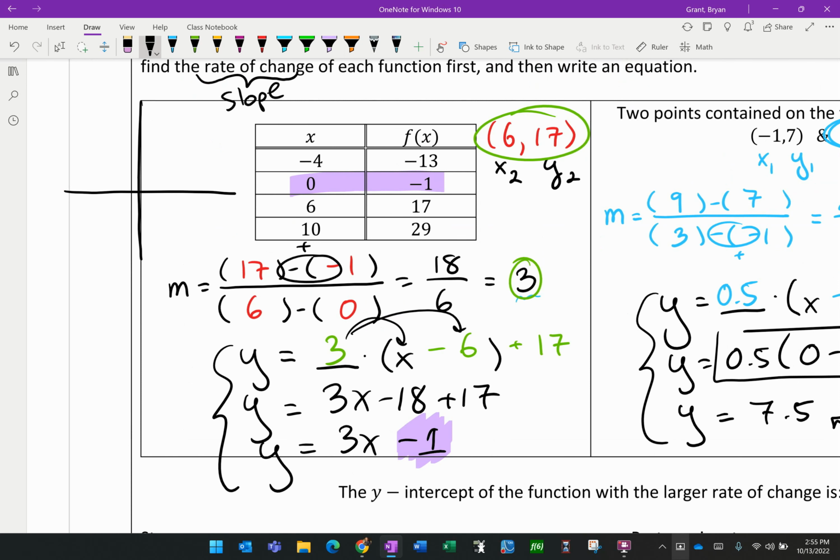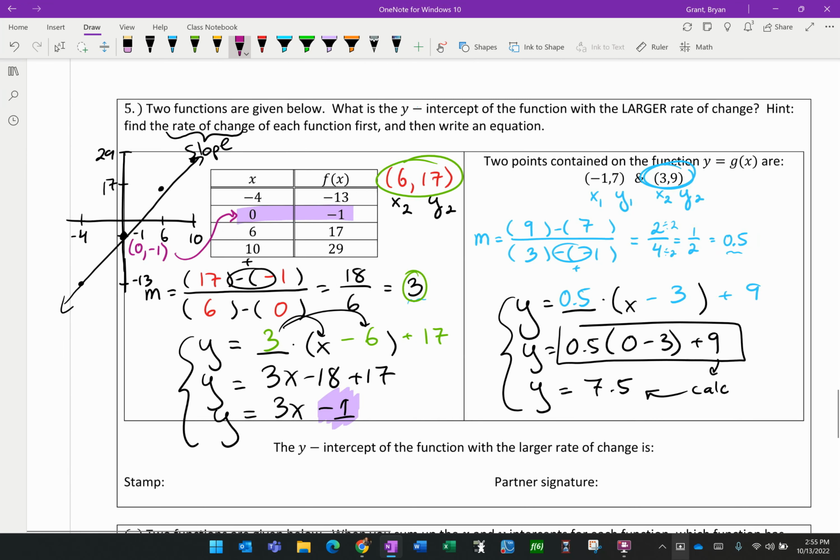Look at these points. I have the point negative 4 comma negative 13, which I'm just approximating down here. I have the point 0 comma negative 1, and then I have 6 comma 17, and last but not least 10 comma 29. If I connect these 4 points, does one of those points show the y-intercept? Well, it does. The y-intercept is 0, negative 1, and if you can remember that a y-intercept always has an x of 0, we could have actually seen the y-intercept in this table right away.